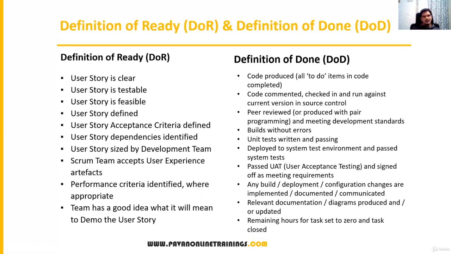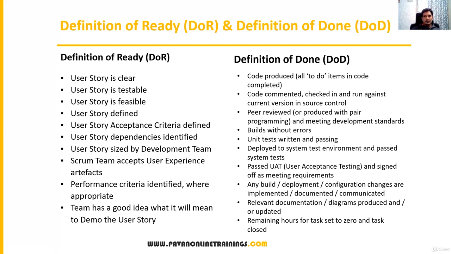If anything is missing, suppose a story is created but it is not clear, not understandable by the tester or developer, and some information is lacking in the story, then it is not ready. Until we get that information, we have to wait. If it is ready, then we start our task, and then we complete it, and finally we say it is done once these parameters are satisfied. So that is called definition of ready and definition of done. These are all important things which we need to understand in Agile and Scrum processes.